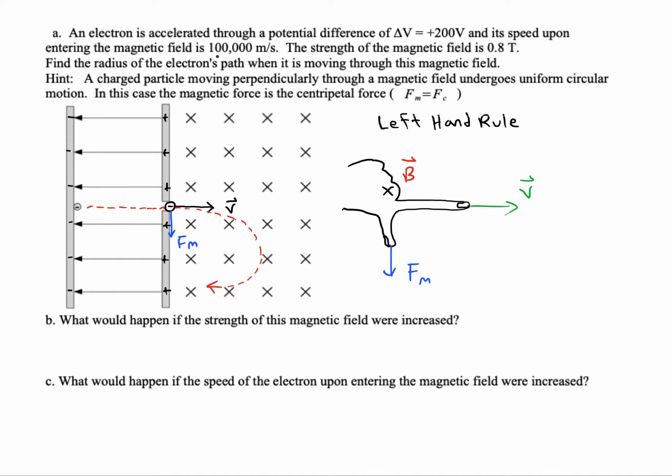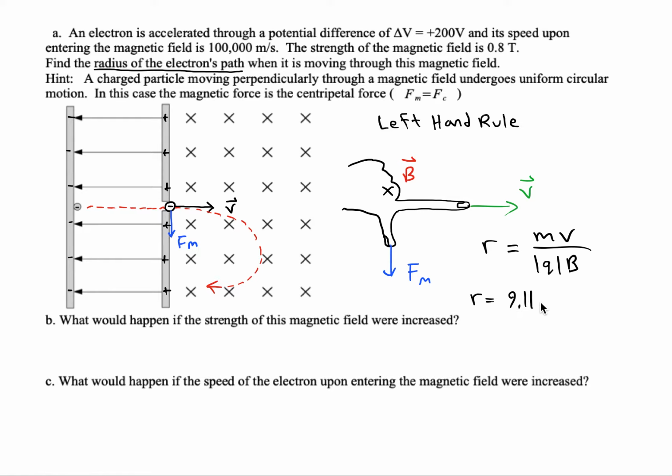It says here that our electron's speed upon leaving the gap is 100,000 meters per second. It also gives us the magnetic field strength. The question asks for the radius of the electron's path. So I'm going to use the formula R equals mv over qB. And it looks like we have everything we need in order to solve this.